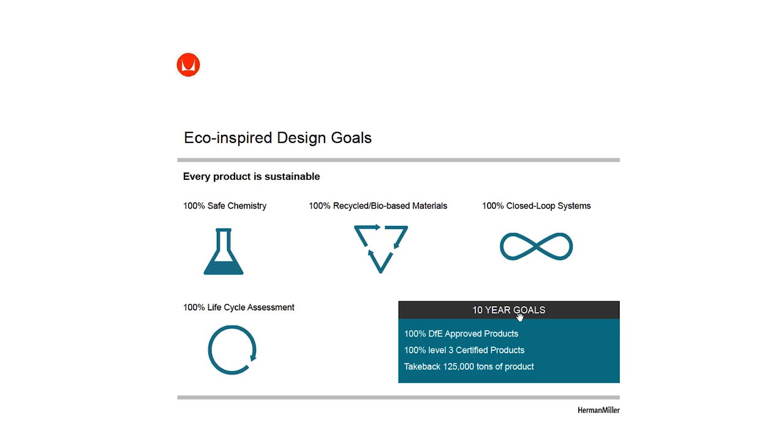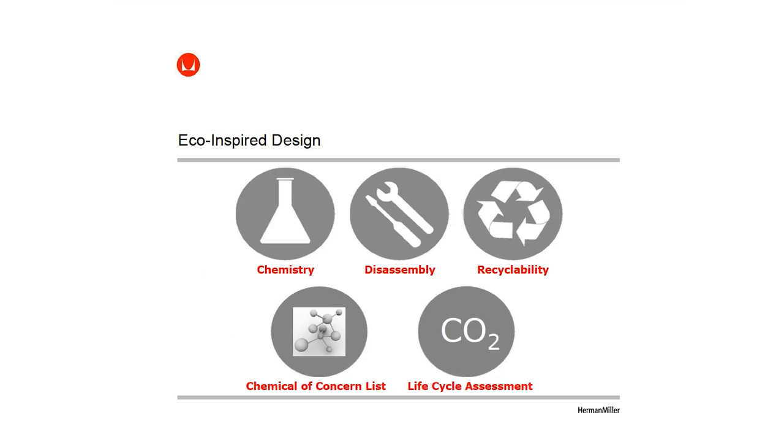So the way that we look at chemicals of concern and assessment at Herman Miller, we have an overall sustainability program. A piece of that program is our eco-inspired product design. Within eco-inspired product design, we're looking at things like building products with 100% safe chemistry, using 100% bio-based or recycled materials, ensuring that those products get put into a closed loop at the end of life, and then performing a life cycle assessment on all of our products to make sure we understand the environmental hotspots within our life cycle.